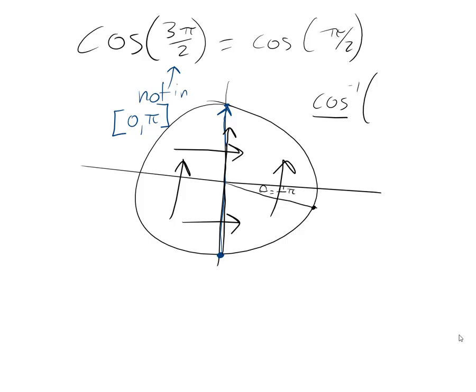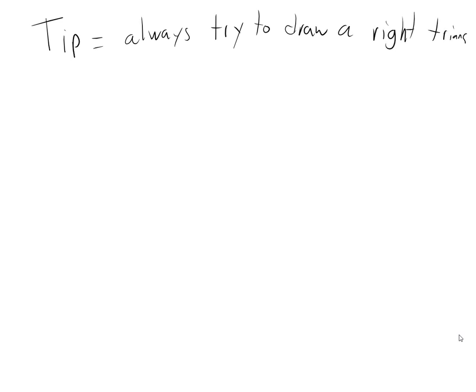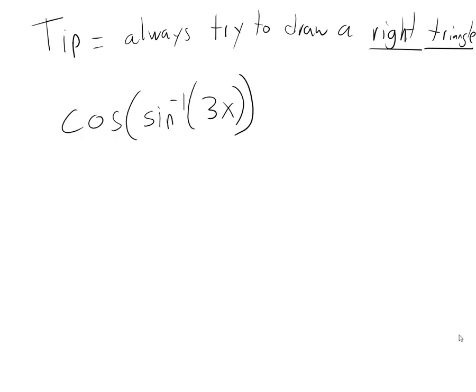Okay, let's take a look at a problem involving some trig and some sine, cosine words. And the most important tip: always try to draw a right triangle. This is the most important tip I can give you. In pretty much every instance, you always want to draw some sort of right triangle. The specific one I want to take a look at, coming from your homework, is the cosine of the inverse sine of the term 3x.